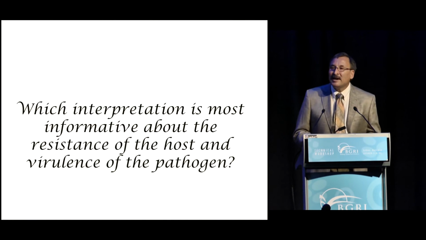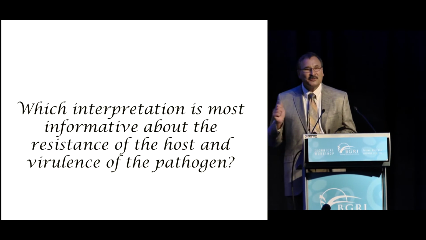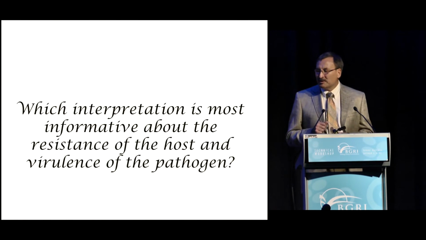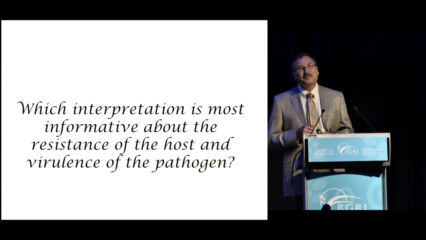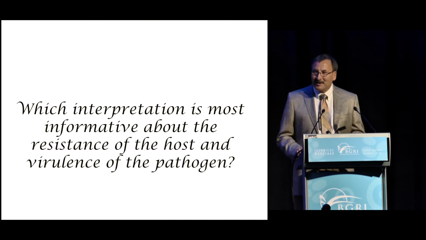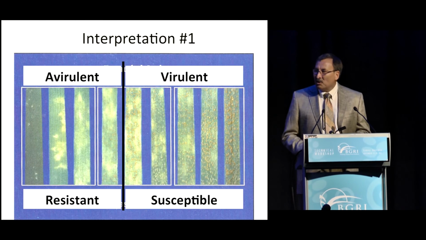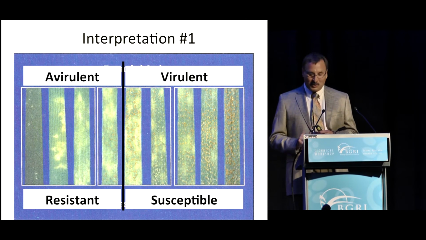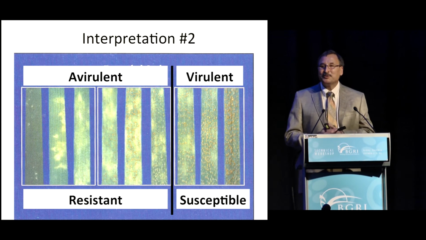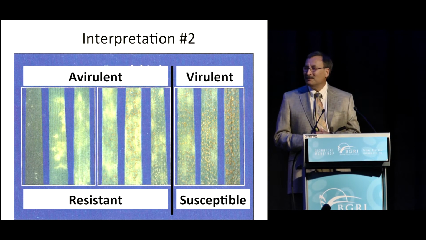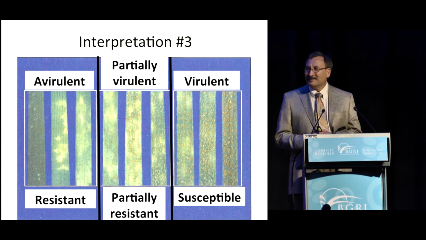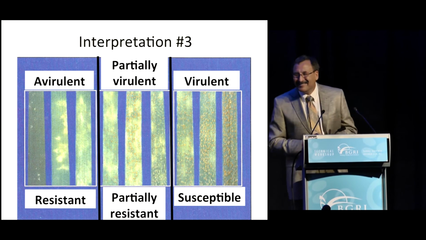So, we're going to have a vote. I want you to raise your hand as to which interpretation you believe is most informative about resistance in the host and virulence of the pathogen. So, who wants to vote for number 1? No takers. How about number 2? No takers. How about number 3? Okay, number 3 is the correct answer.